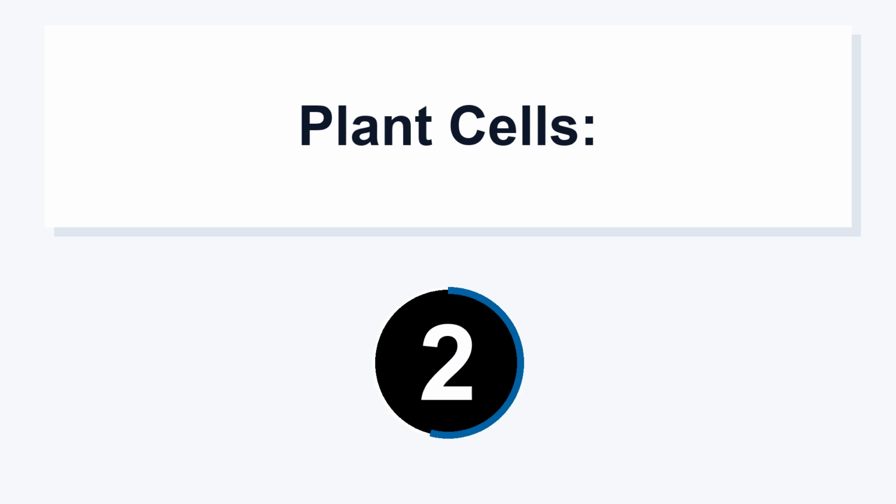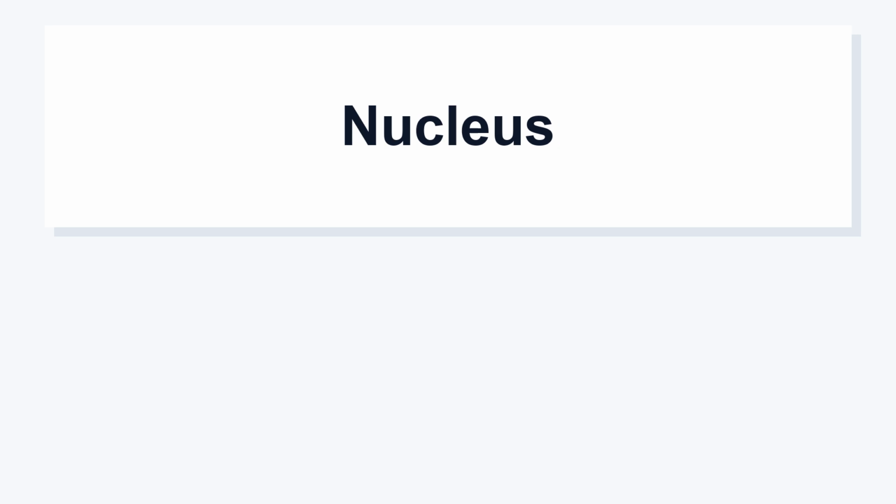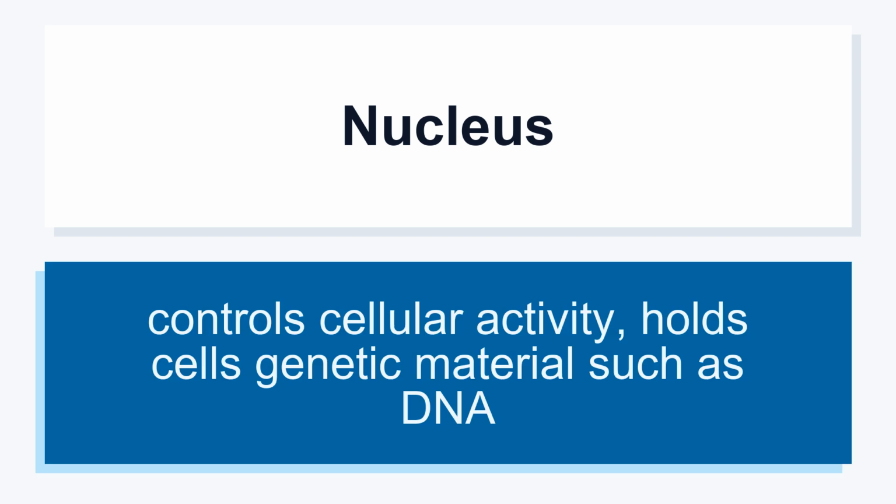Plant cells have a firm cell wall that supports and protects the cell. They have larger vacuoles, storage areas, than those found in animal cells, and contain chloroplasts, which contain chlorophyll, a chemical that helps plants create food. Nucleus: controls cellular activity, holds the cell's genetic material such as DNA.